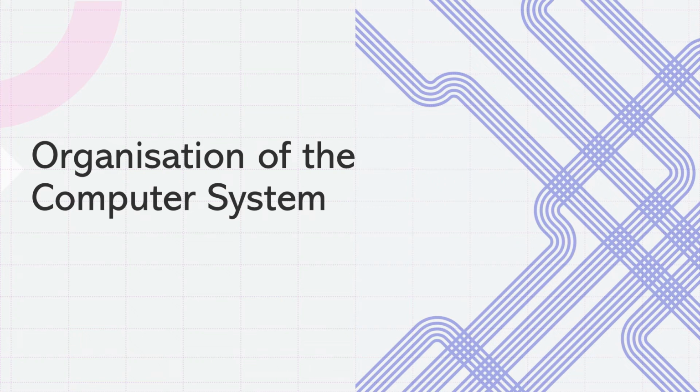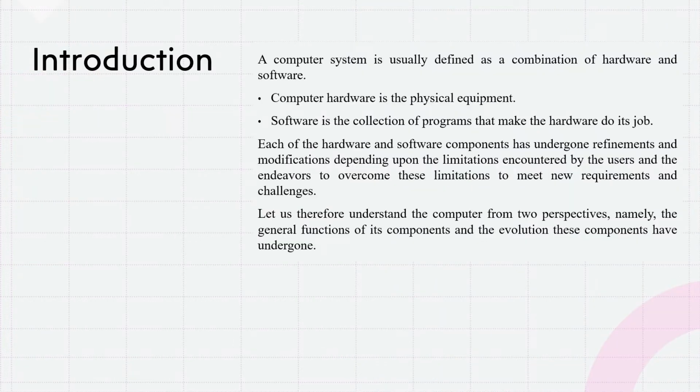Hi, in this video, we will be seeing organization of the computer system. Introduction. A computer system is usually defined as a combination of hardware and software. Computer hardware is a physical equipment. Software is a collection of programs that make the hardware do its job.